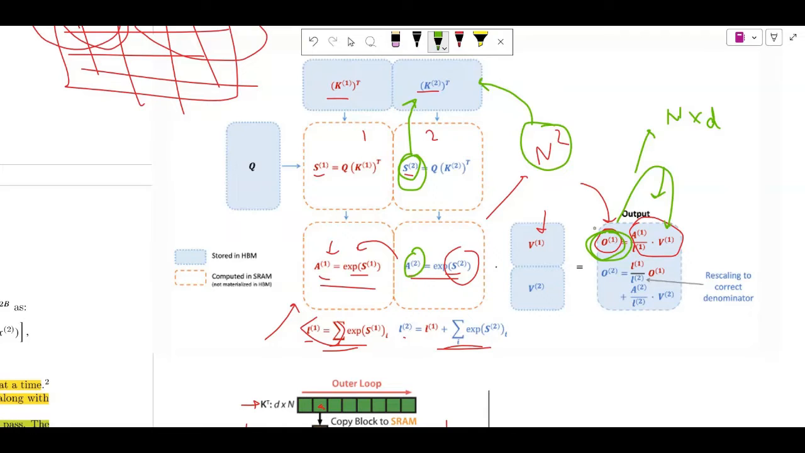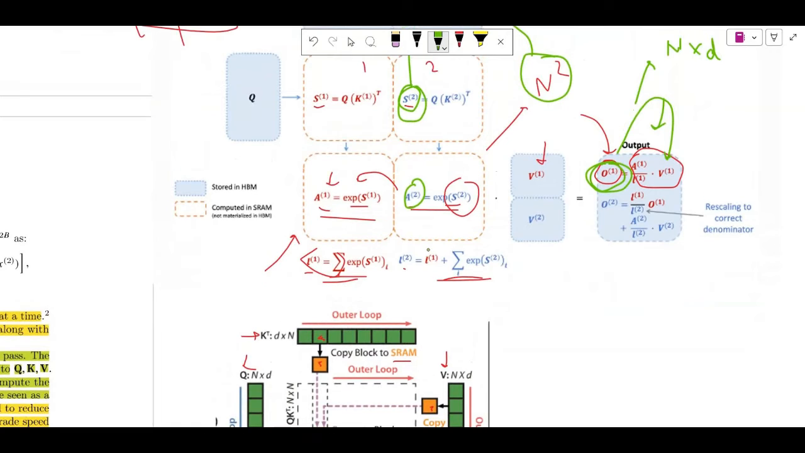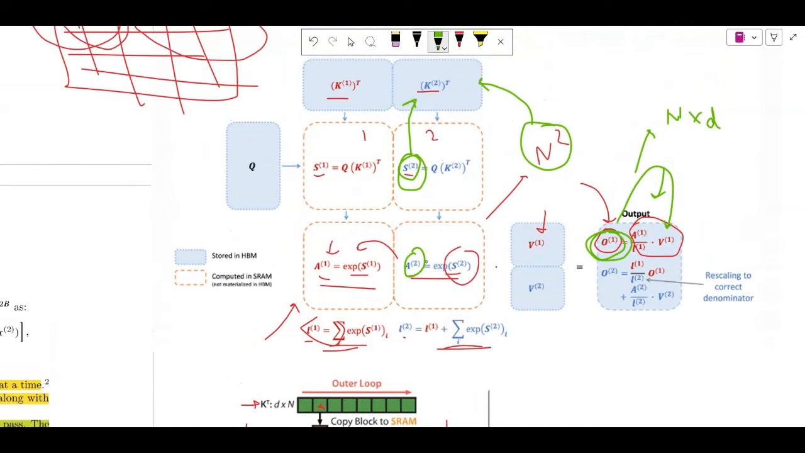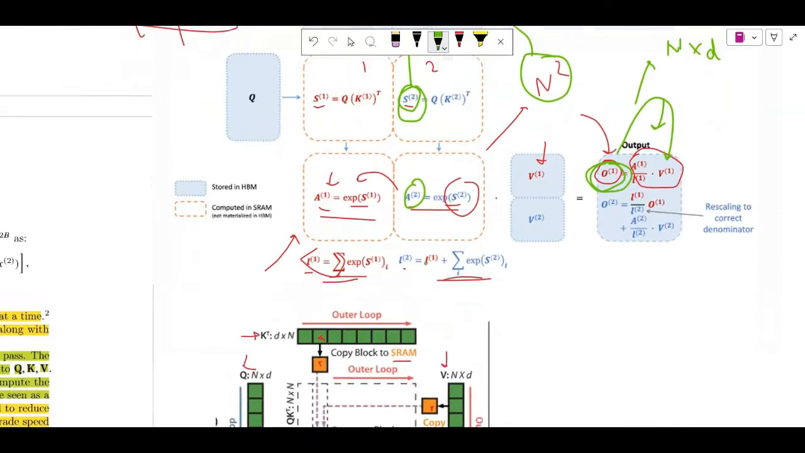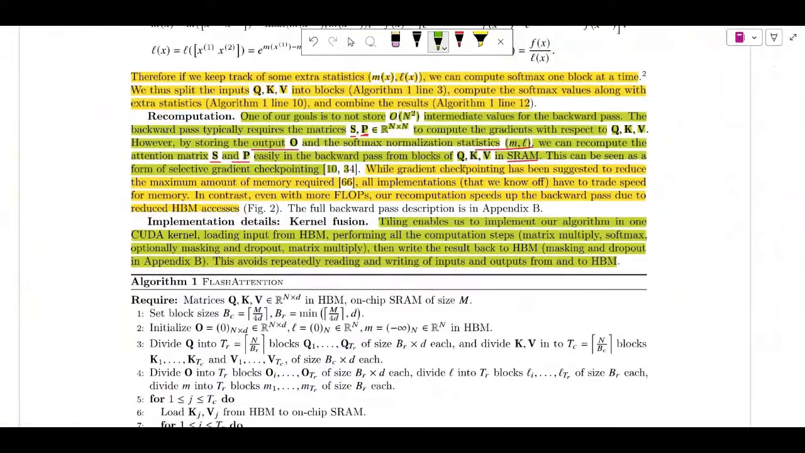And in the backward pass, you load this output and your query, key and whatever. And on the fly, you'll again recompute your S, and this will have some increased flops, so you'll be doing some more computation. But since the main bottleneck is the memory bandwidth, memory accesses, you'll actually be faster. So they say that even with more flops, our recomputation speeds up the backward pass due to reduced HBM accesses.